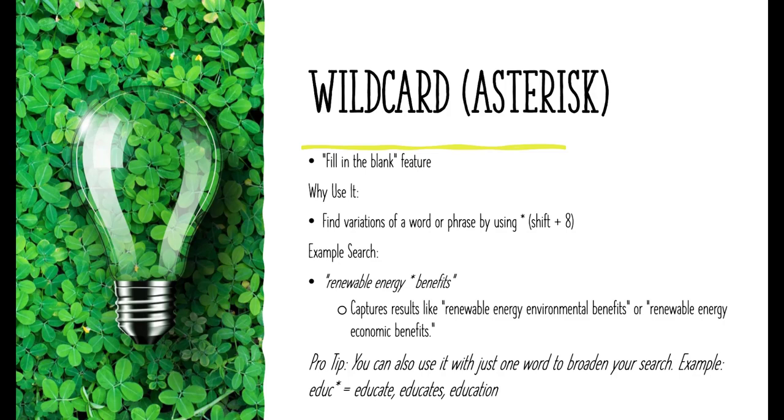For example, typing into Google renewable energy asterisk benefits with quotations around it might return results like renewable energy environmental benefits or renewable energy economic benefits. You can also use the wildcard with one word. For example, if I typed EDUC asterisk or star and hit search, I would receive articles that mention different variations of that word, like educate, educates, and education.